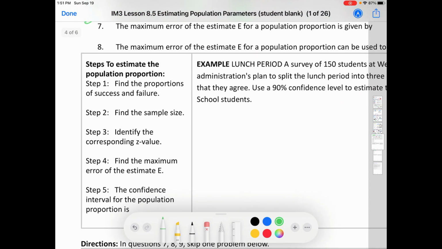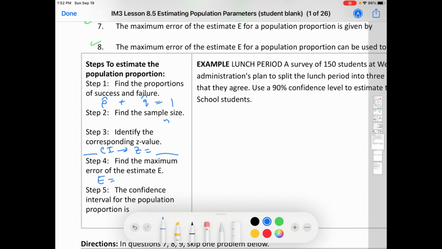All right, steps to estimate the population proportion. Number 1, find the proportions of success and failure. That's P hat and Q hat. Remember, you add those together and it equals 1. Step 2, find the sample size. That is letter N. Number 3, identify the corresponding Z value. If we get a confidence interval, we can use our chart to find Z. Does that make sense? Number 4, find the maximum error of the estimate E.